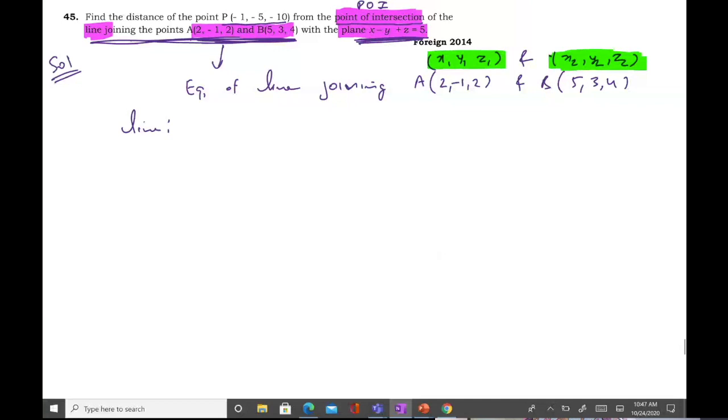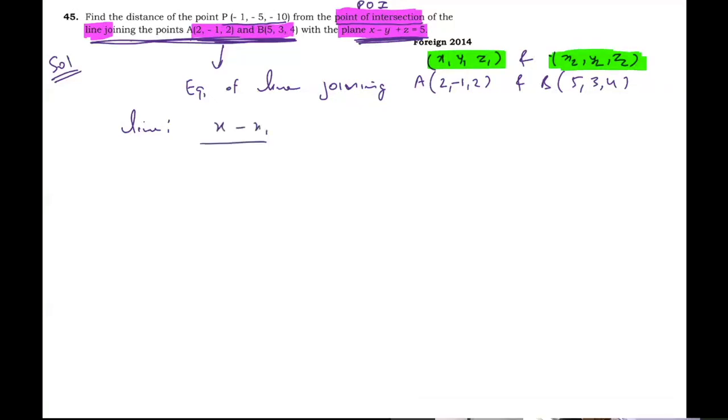So the equation of the line joining these 2 points. Hardik, can you tell me the formula for the equation of the line? Sir, (x minus x1) upon (x2 minus x1) equals (y minus y1) upon (y2 minus y1) equals (z minus z1) upon (z2 minus z1). Very good, beta.